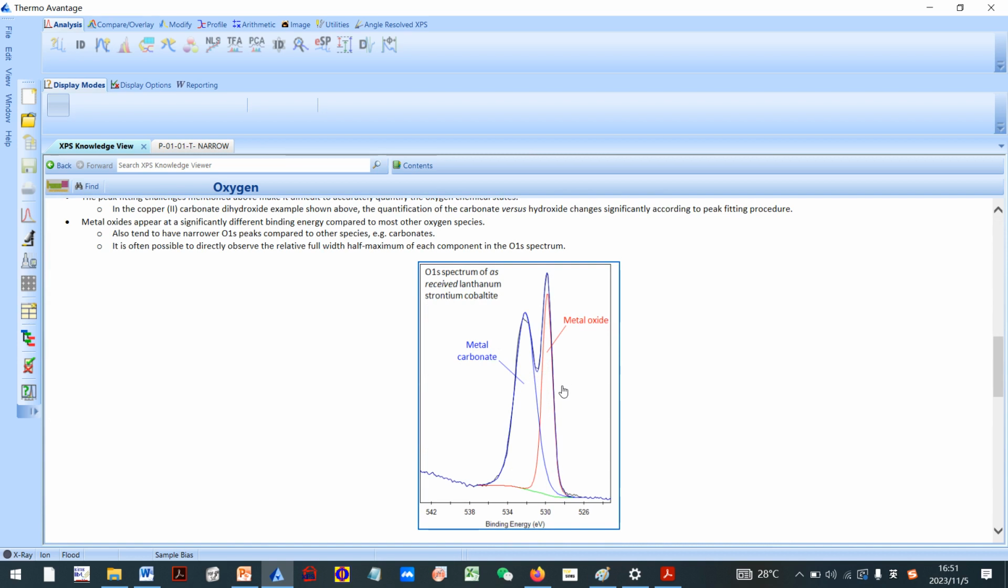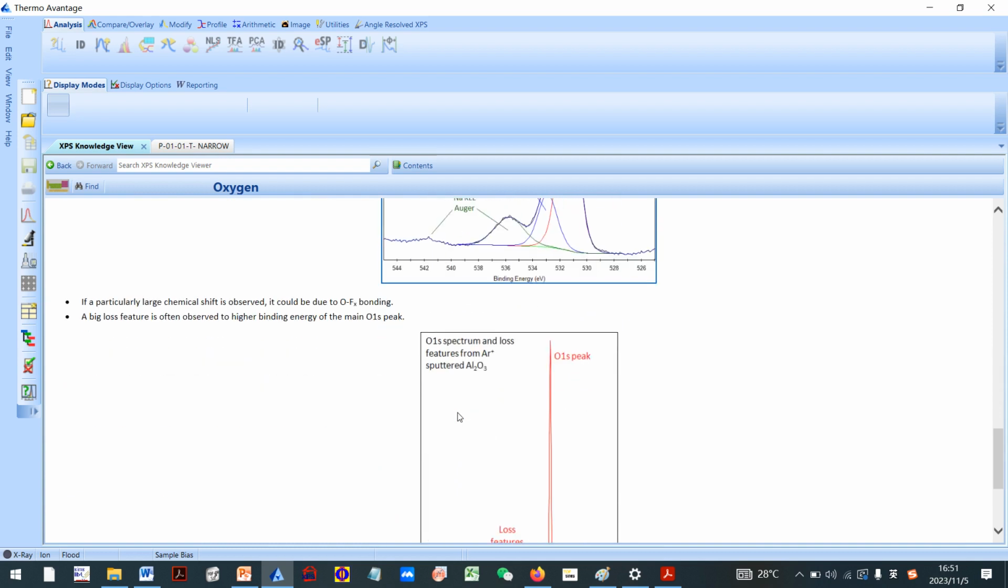The binding energies of other compounds and species fall within the same very narrow energy range. So the oxygen peak tends to be broad with multiple overlapping components. It's complicated for peak fitting.